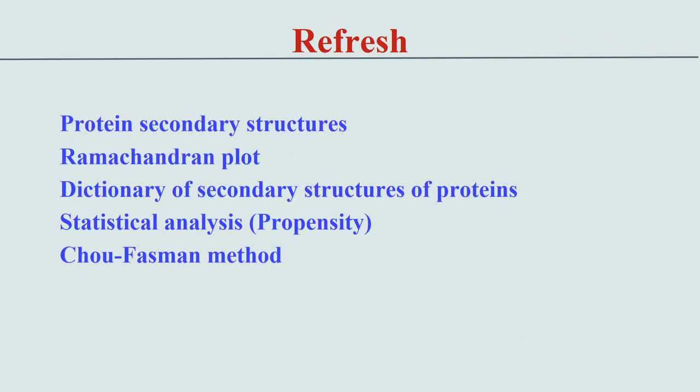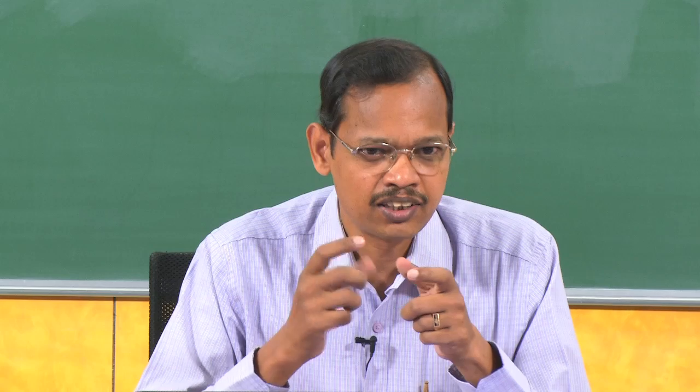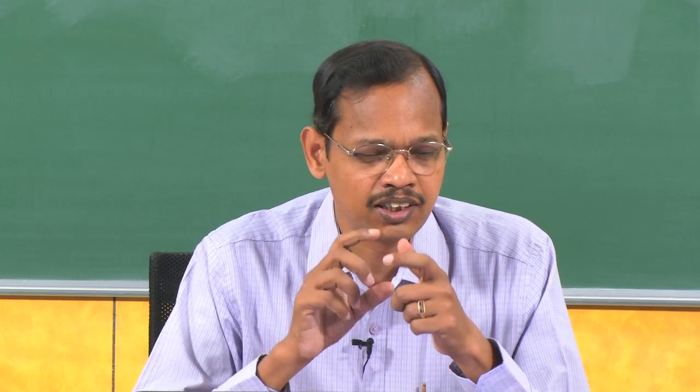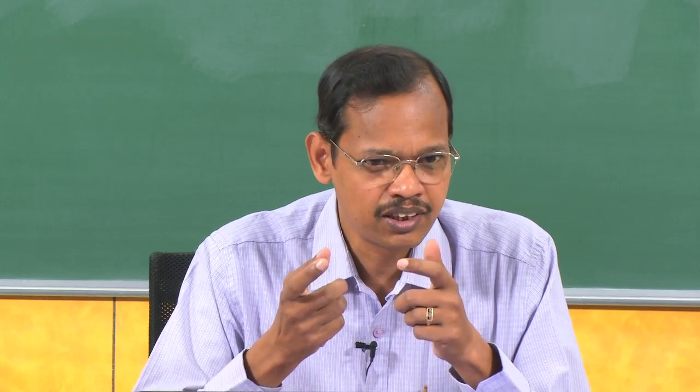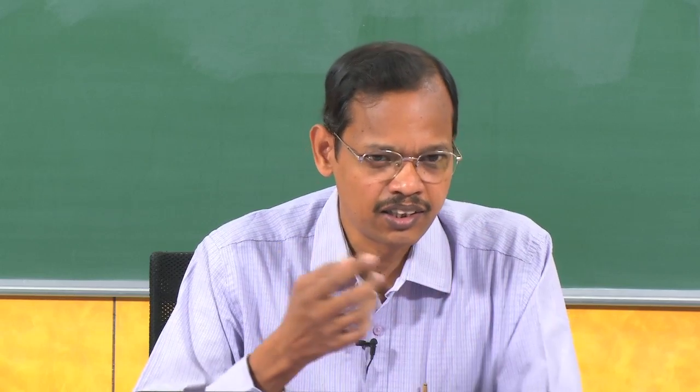What is the Ramachandran plot? A plot connecting phi and psi, the two dihedral angles, phi angle and psi angle. How many atoms are required to get the dihedral angle? 4 atoms, because it is the angle between two planes. Atoms 1 to 3 form one plane, and atoms 2, 3 and 4 form another plane. The angle between these two planes is called the dihedral angle.